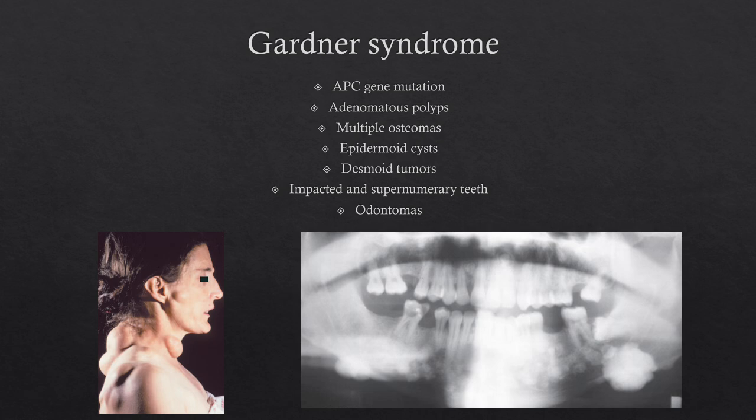So desmoid tumors and epidermoid cysts are hamartomatous lesions that are seen. Yes, adenomatous polyps, and APC mutation is one of the causes for Gardner's syndrome. And on the right, you can see the OPG where there are multiple osteomas seen in Gardner's syndrome.